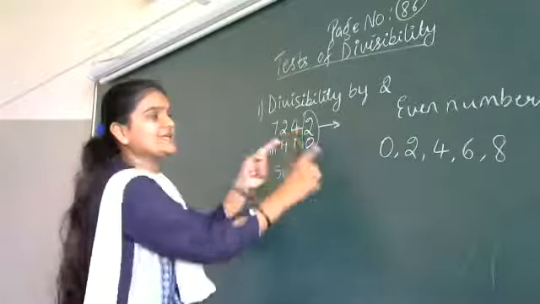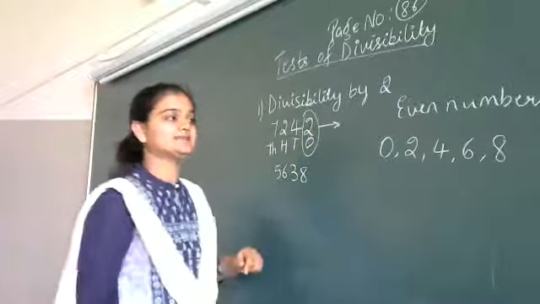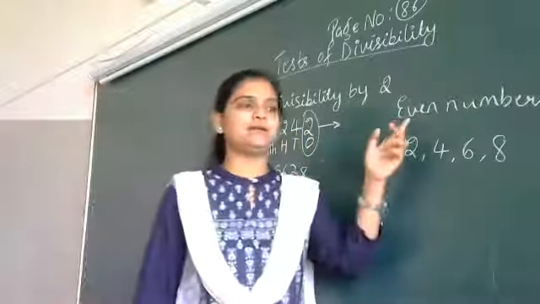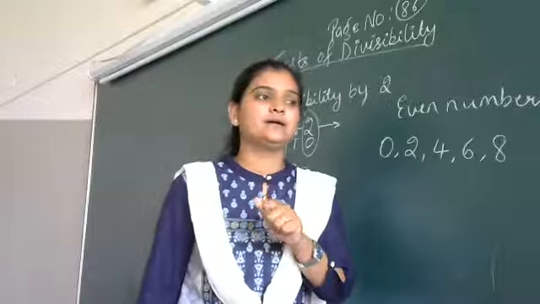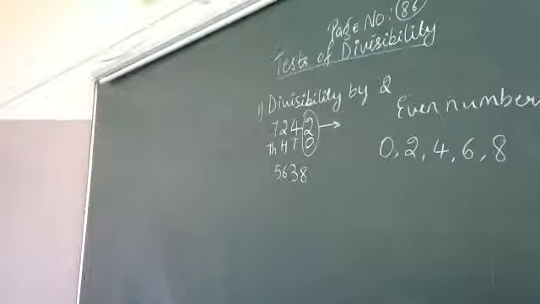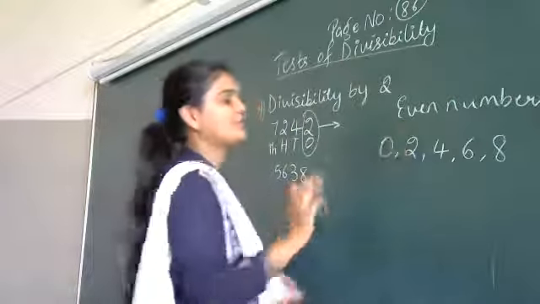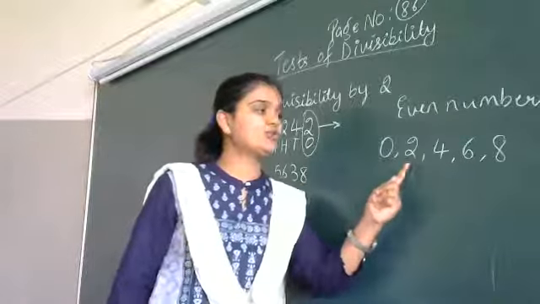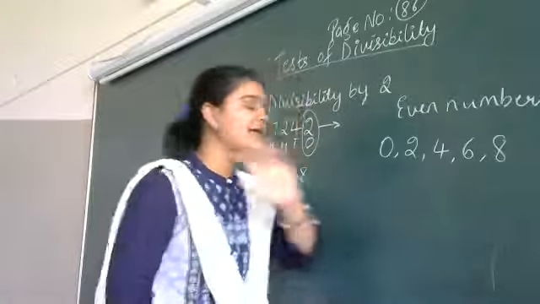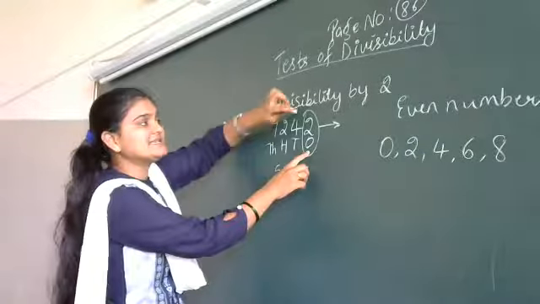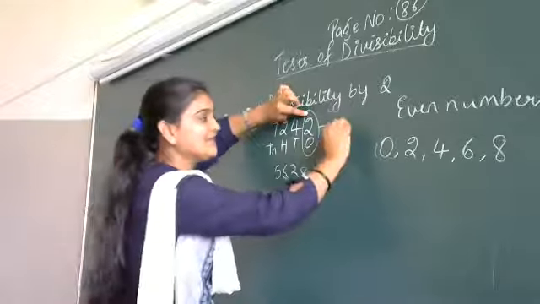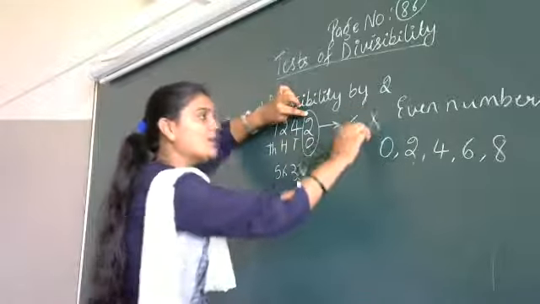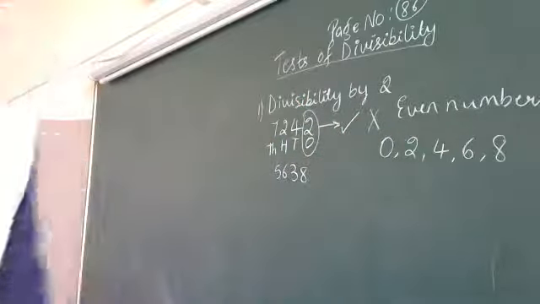If the ending number is one, is it an even number? One is an odd number. So we should see whether the ending number is an even number or not, and even numbers are like 0, 2, 4, 6, 8. Now tell me children, the ones place is written 2. It is having 2. So tell me whether this number is divisible by 2 or not.